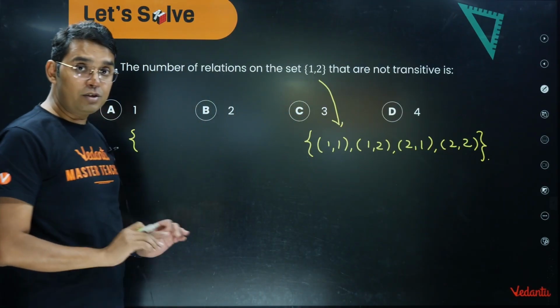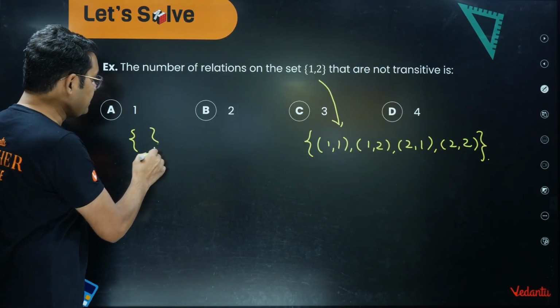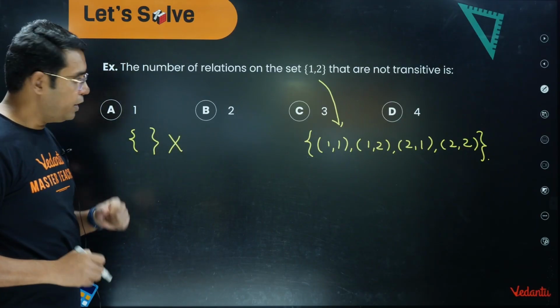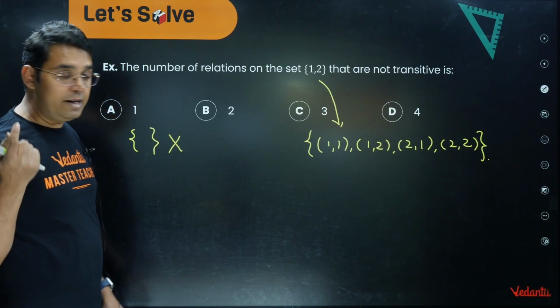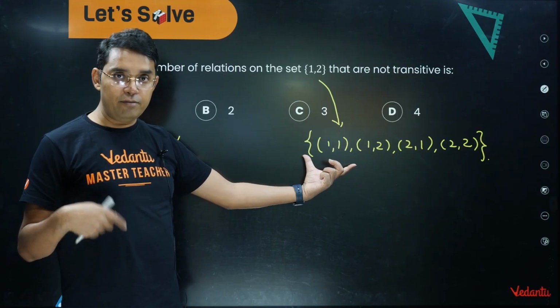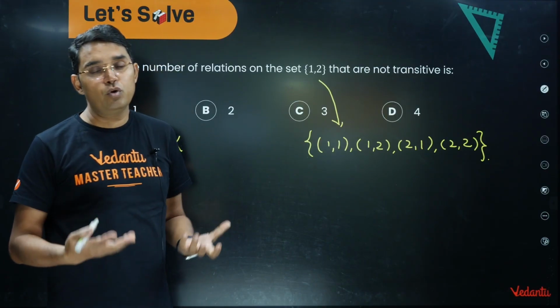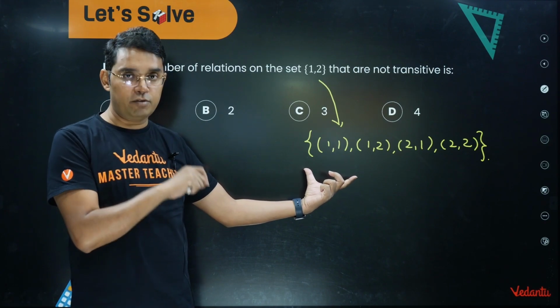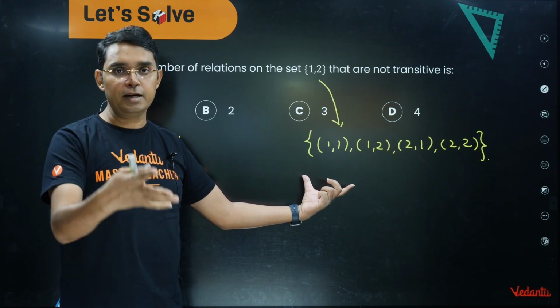Okay, if I choose none, that is the null set, but that is a transitive relation, so we will not be counting it. Then if I choose exactly one element, whatever you choose, this is going to be transitive, because with one ordered pair you cannot check the condition of transitivity. So that means it will be transitive.